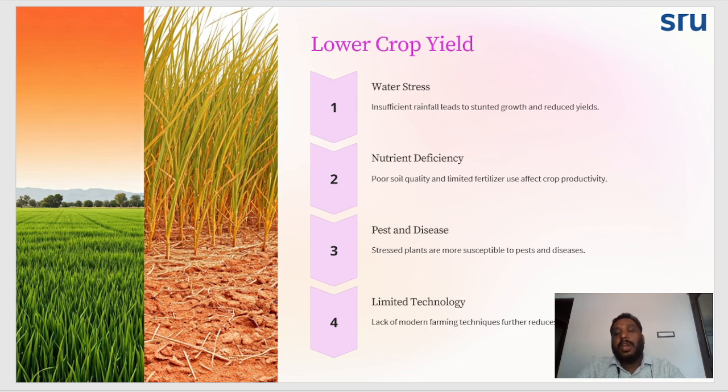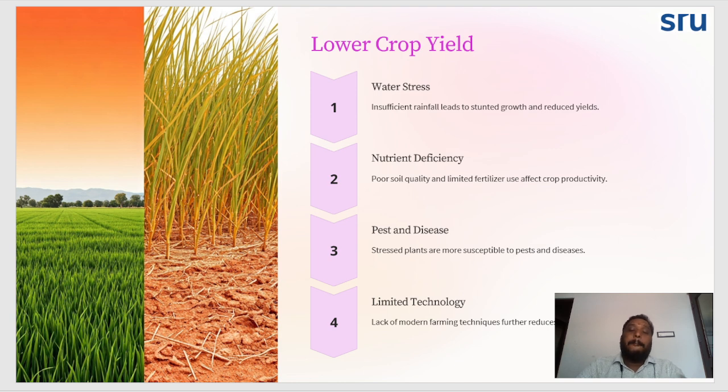So due to the poor soil quality and limited fertilizer use, the crop productivity is also going to be affected. We discussed erosion previously: due to the loss of the top layer of the soil, erosion is also limiting the soil quality. Along with that, because of the lack of investment and the uncertainty in the yields, farmers are going to invest less and the application of fertilizers is limited. That's how it's going to hamper the crop productivity.